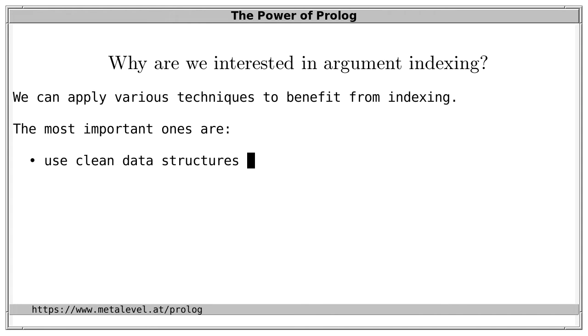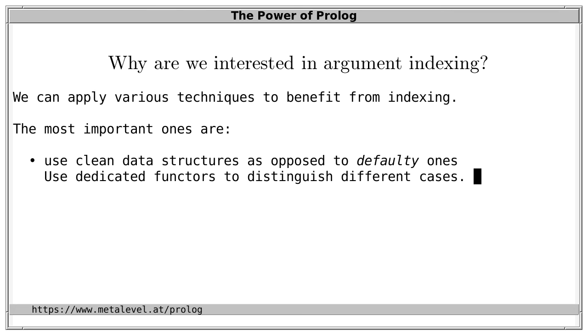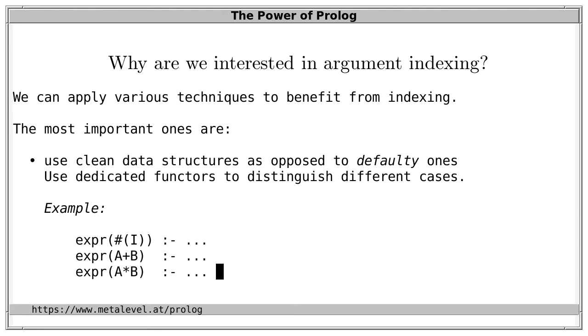The most important ones are, first of all, to use clean data structures, as opposed to so-called defaulty ones. A clean data structure means that we use dedicated functors to distinguish different cases. For instance, if we use Prolog to describe arithmetic expressions, then we distinguish various cases, such as concrete integers, addition, multiplication, and so on. And the important point here is to symbolically distinguish the cases so that each case is indicated by a dedicated functor.